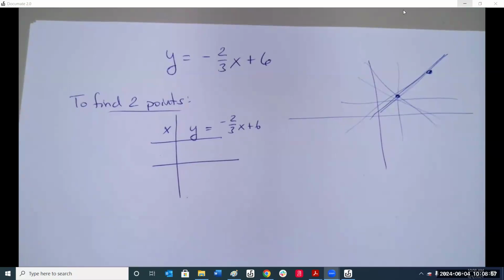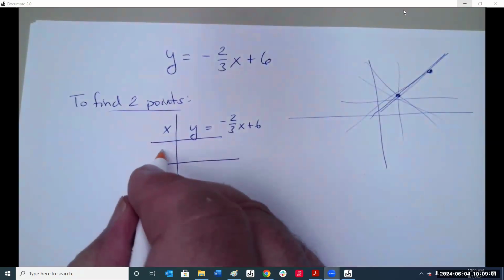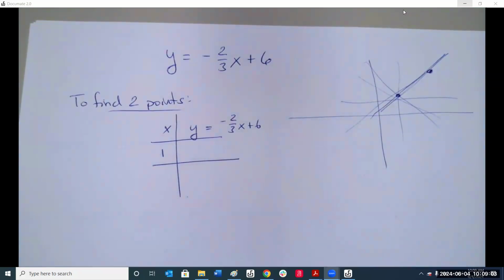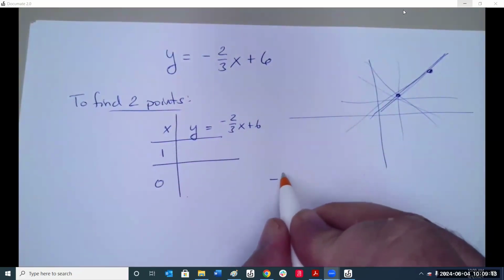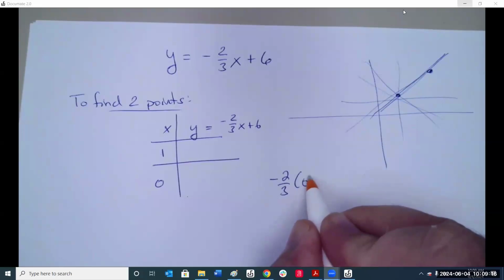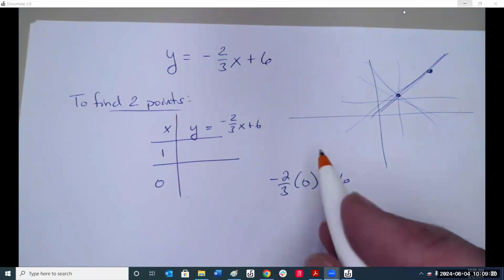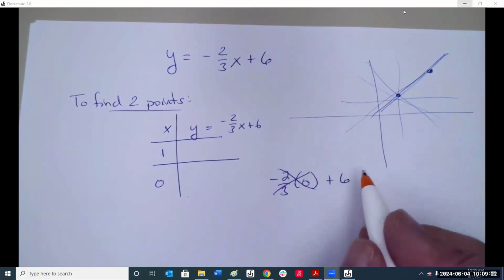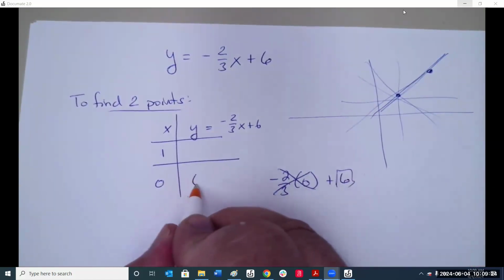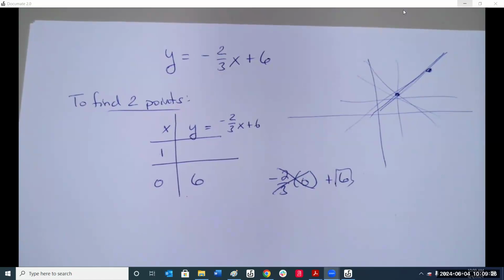pick any value of x. You can pick 1. What would be the easiest number to pick? Why is 0 easy to pick? Because if we had negative 2/3 times 0, what's anything times 0? 0, so it's gone. So it's always going to be the constant.